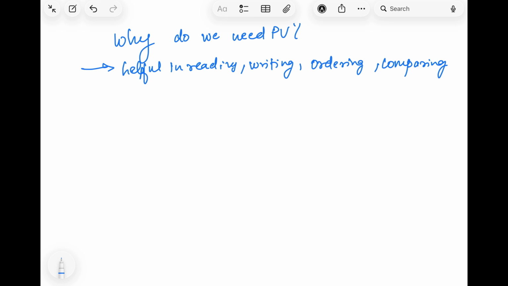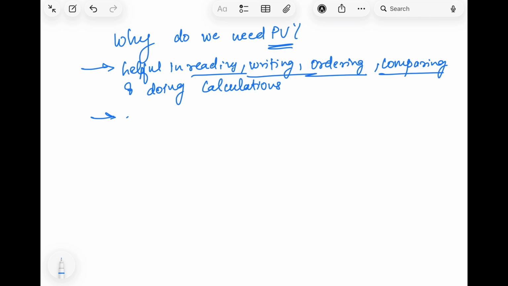And also in doing calculations. In our day-to-day life, whenever we need to read a number or write a number, we need to order numbers in a certain order, or we need to compare any two numbers to understand whether it is less or more, that time we need place value. That is very important for us.